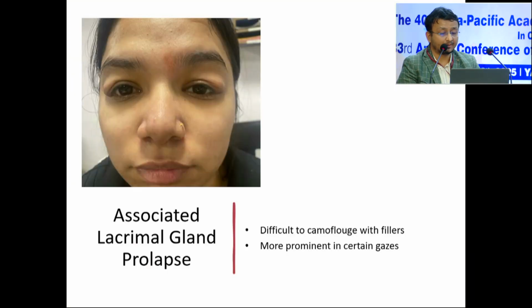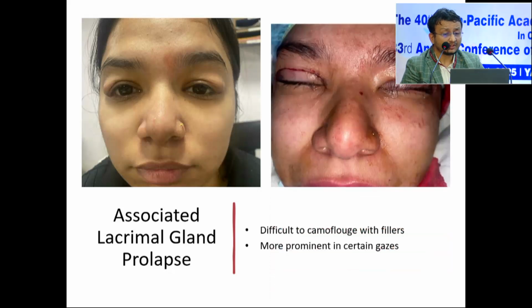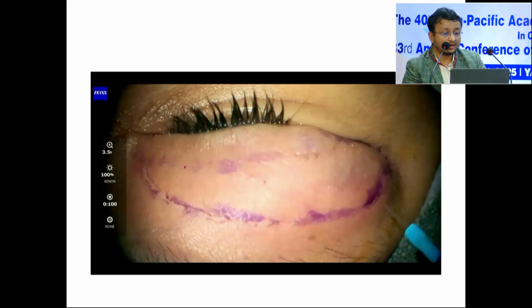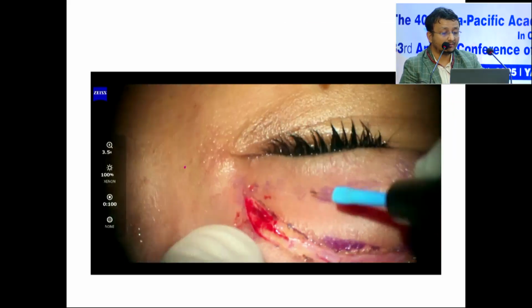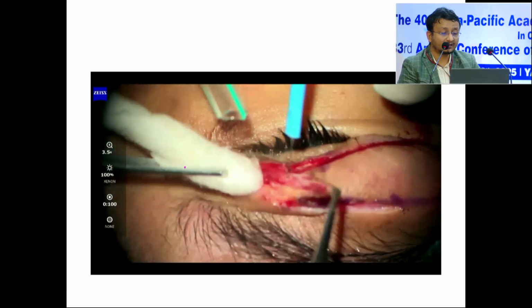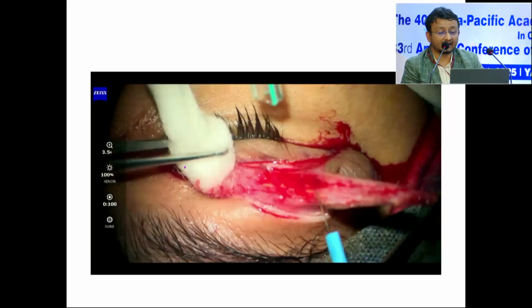Another patient wherein you can have blepharochalasis along with an associated lacrimal gland prolapse. In all such patients, it is very difficult to camouflage with fillers, and it becomes more prominent in certain cases. So blepharoplasty is the only answer for them. So this was a patient immediately on table wherein the lateral swelling has been taken care of very well. This was a patient intraop. The incision was placed, and the skin along with some amount of orbicularis was taken care of.